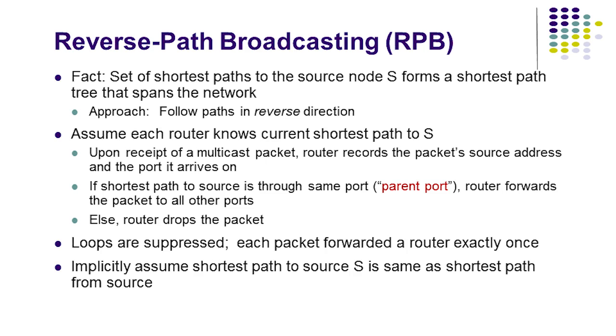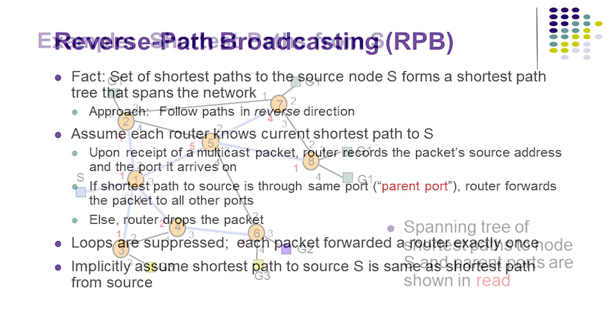The advantage of this approach is that each packet is forwarded by a router exactly once. The basic assumption underlying the algorithm is that the shortest path from the source to a given router must be the same as the shortest path from the router back to the source. This assumption requires each link to be symmetric.